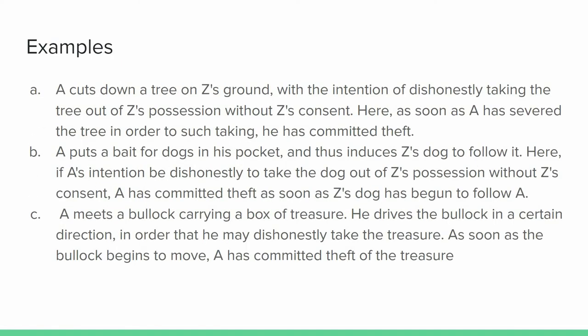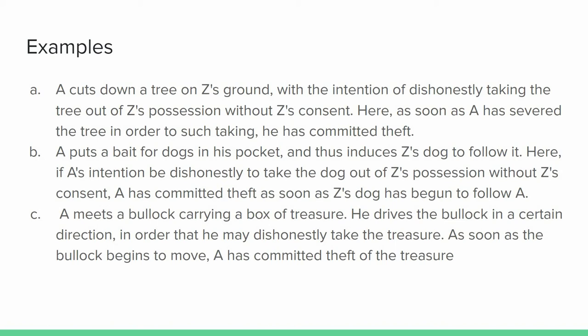Okay, now we will come to examples. First example: A cuts down a tree on Z's ground. Z has a campus and in that campus there is a mango tree. A goes there and cuts that tree with a dishonest intention of taking that part or the full tree with himself without Z's consent. Here, as soon as A has severed the tree in order to such taking, he has committed theft.